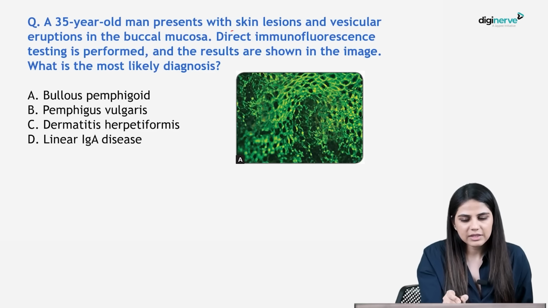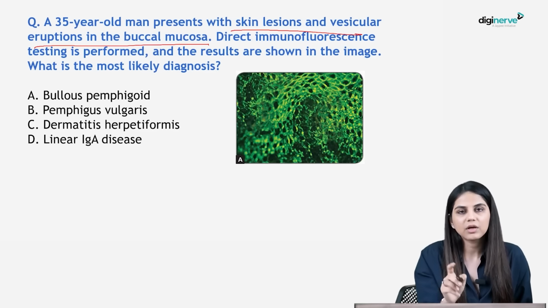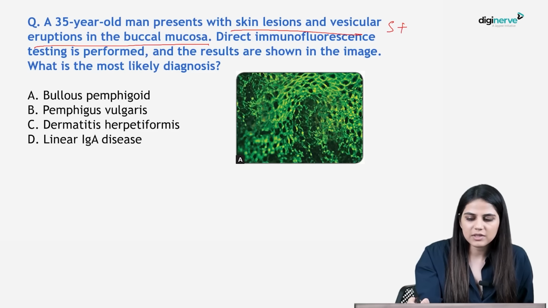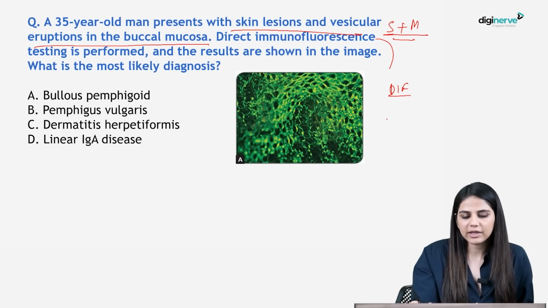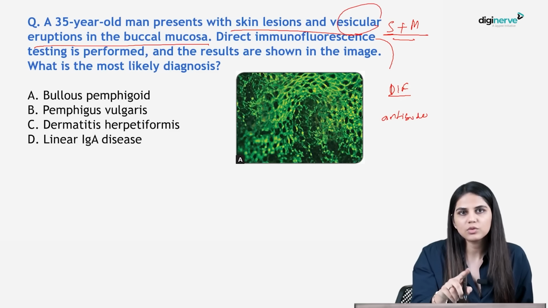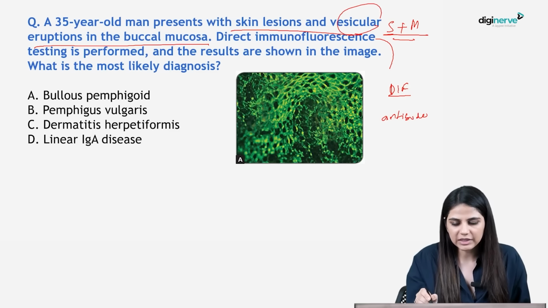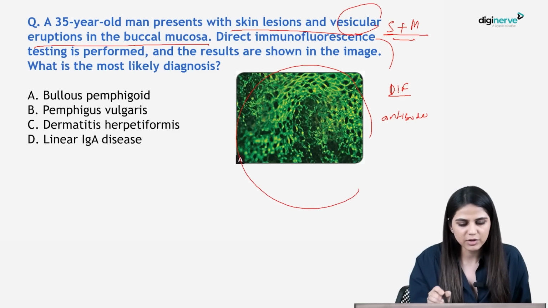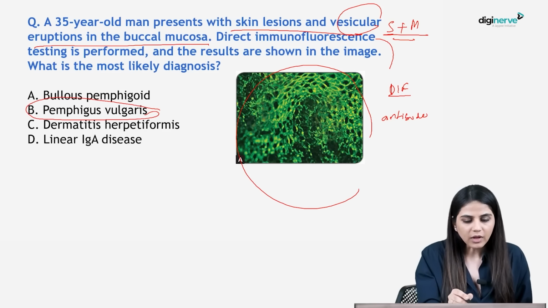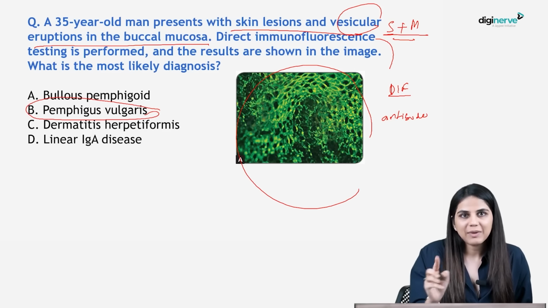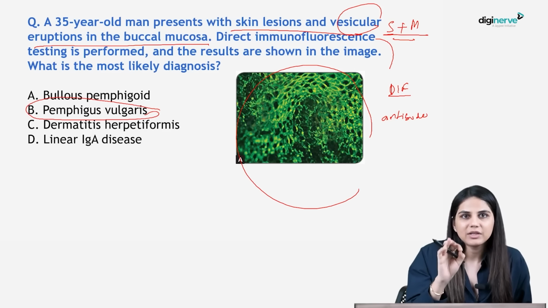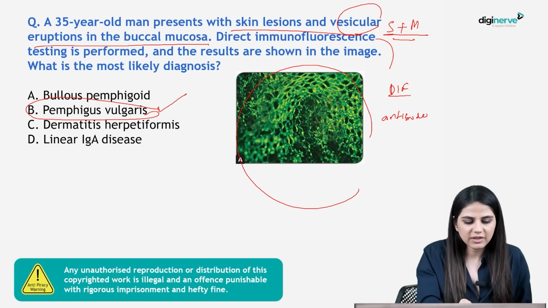35-year-old man, skin lesions, vesicular eruptions in buccal mucosa. So skin plus mucosa involved. DIF is used to look for antibodies. Vesicular lesion is a clue towards a vesiculobullous disorder. But in any case, this is a very classical image of a fishnet pattern which is seen in pemphigus vulgaris. Remember this. And fishnet pattern is an intraepidermal disorder, hence pemphigus vulgaris.